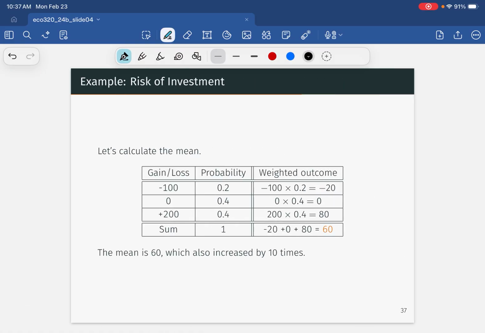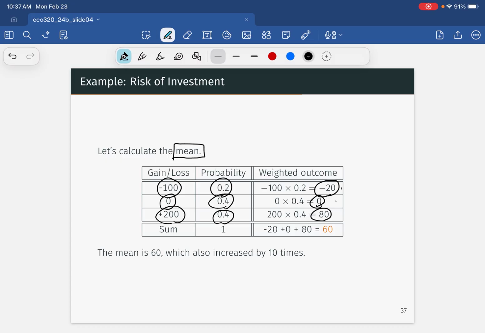So we will just do the same thing. We will calculate the mean as the first step. Outcome, probability weighted outcome. Okay, and outcome, probability weighted outcome, same thing.